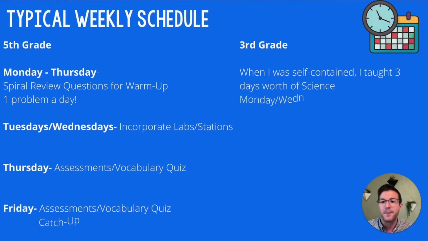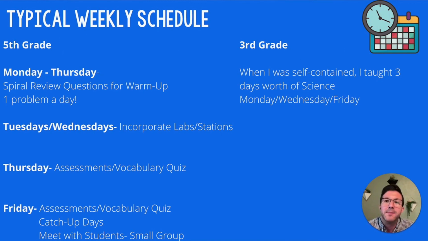Now, typical weekly schedule. I kind of wanted just to add this too, of how I structured my week. So for 5th grade, when I taught there Monday through Thursday, I tried to get all my spiral review questions done for their warm-up, 1 problem a day. Tuesdays and Wednesdays, I tried to incorporate the lab, station type work. Thursdays and Fridays, it just depended on the week and what we were covering.